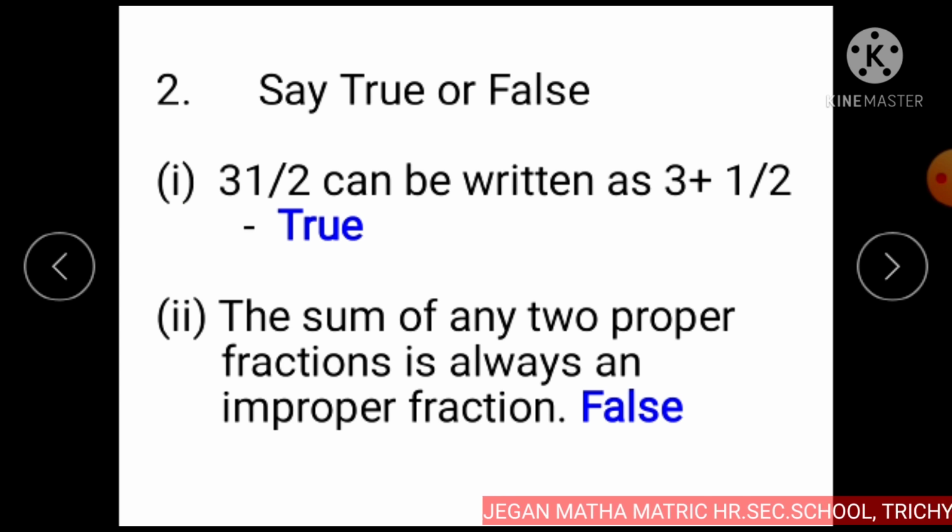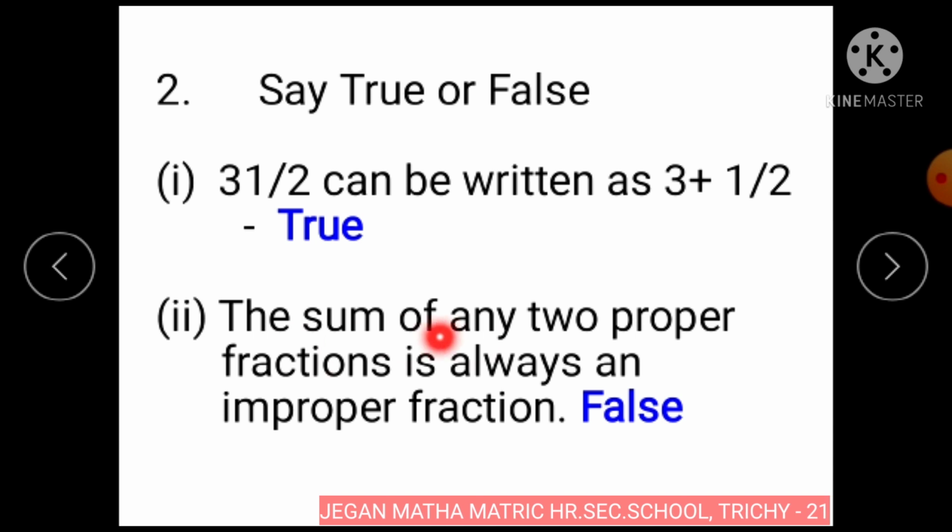Second question, say true or false. Subdivision 1. 3 1 by 2 can be written as 3 plus 1 by 2. It is true. Subdivision 2. The sum of any two proper fractions is always an improper fraction. This is false.